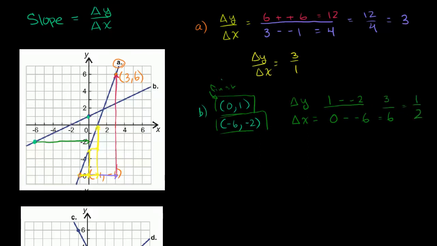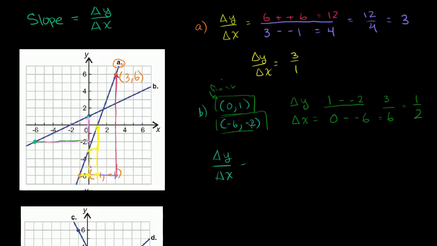So notice, when we moved in the x direction by 6, we moved in the y direction by positive 3. So our change in y was 3 when our change in x was 6. Now, one of the things that confuses a lot of people is how do I know to do the 0 first and the negative 6 second, and then the 1 first and the negative 2 second? And the answer is you could have done it in either order as long as you keep them straight. So you could have also done change in y over change in x.